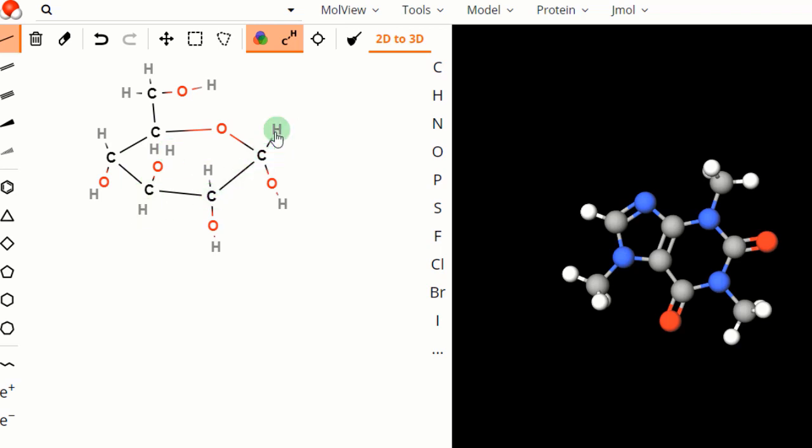Just take a second here to do that. I'm just going to drag this down a little bit, get it out of our way. Oh, I have to move that away first, otherwise it'll think I'm replacing it. I just want this bond to show. Okay, so now I've got a complete molecule.